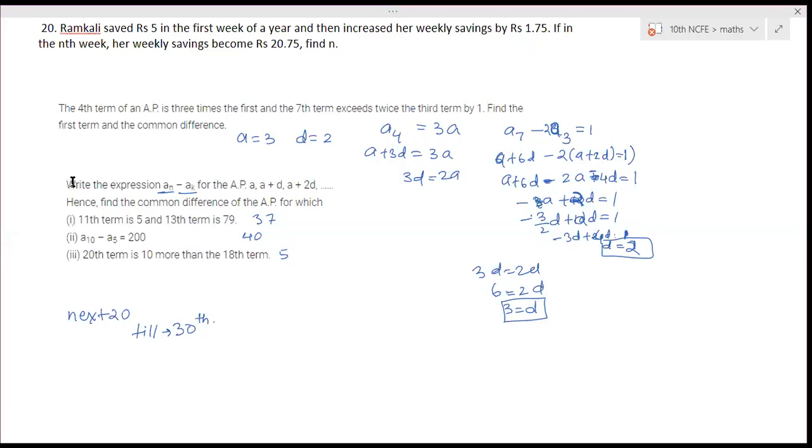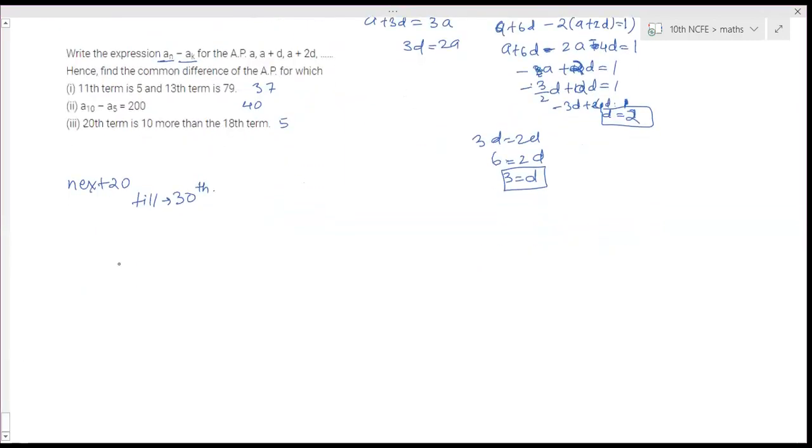You can see here that they are asking for an minus ak. What is the AP? The AP is a, a plus d, a plus 2d, and so on. So they are asking you to find an minus ak, where n is any position term and k is another number. You have to calculate the value of this. It is the same AP, but different terms. The first term is a and the difference is d.